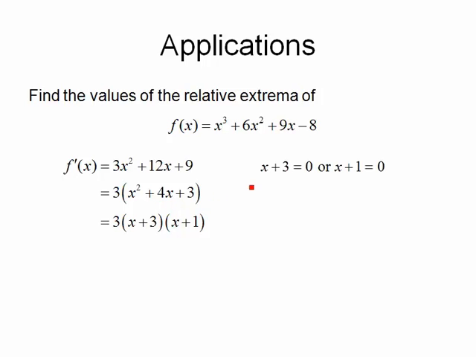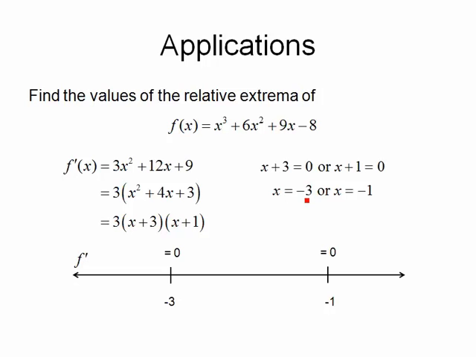If we set each one of the factors equal to 0, we get x plus 3 equals 0 or x plus 1 equals 0. So our critical numbers are at -3 and -1, and I can go ahead and label those on my number line for the first derivative. Now let's go through our testing. We need to test in each one of these sections.